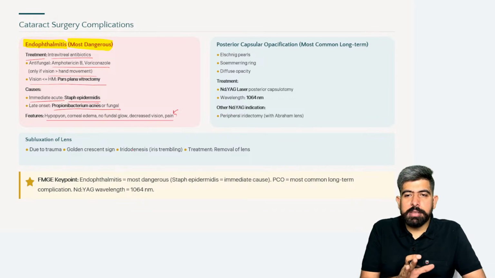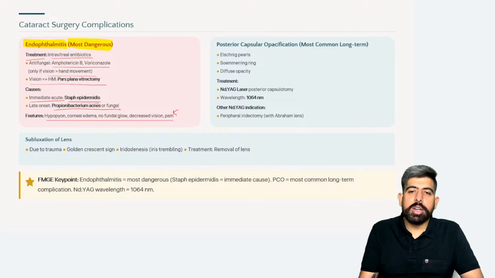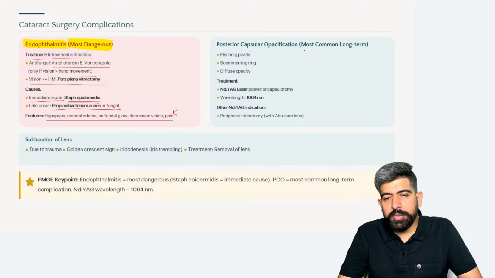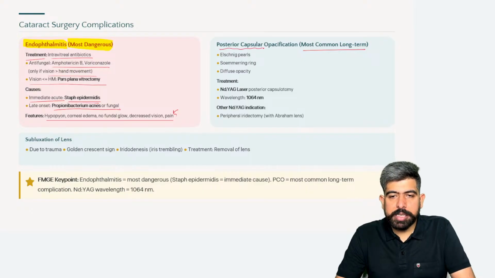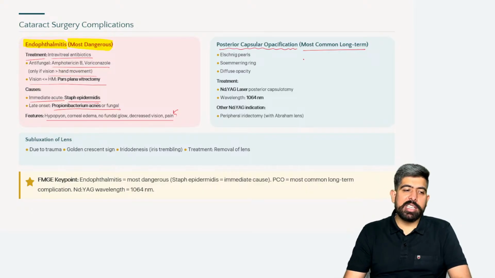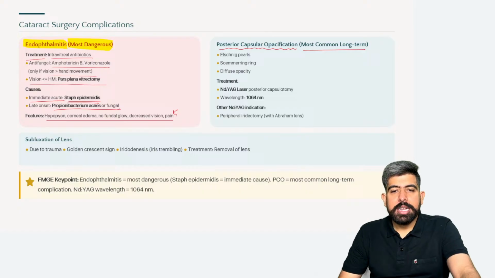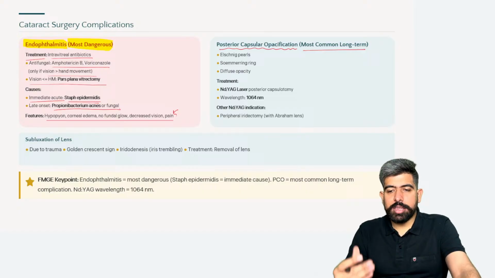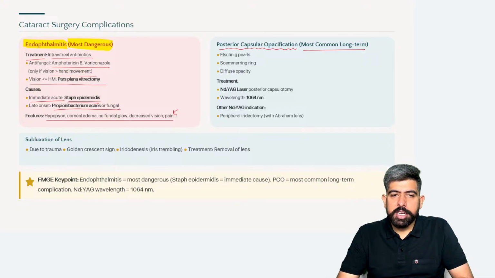This is the most dangerous, but endophthalmitis is not the most common. The most common in the long-term case is posterior capsular opacification. After the long term following cataract surgery, the patient gets opacities on the posterior capsule. Opacities will be seen there, and this is the most common.